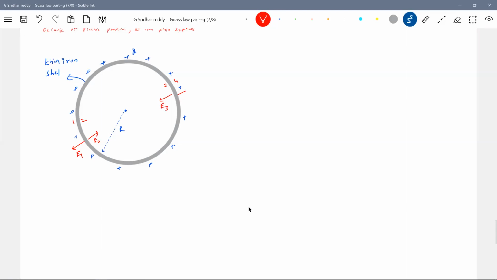E3 and E4. Now, why is the field inside the conductor 0? Because these two are equal and opposite. That's why it is 0. I think I'm giving a very good explanation there. I forced you using Gauss law.